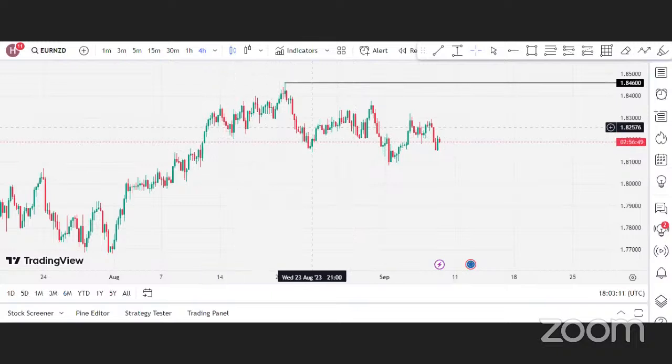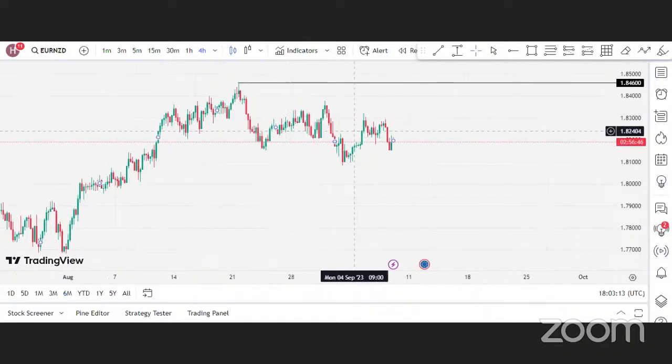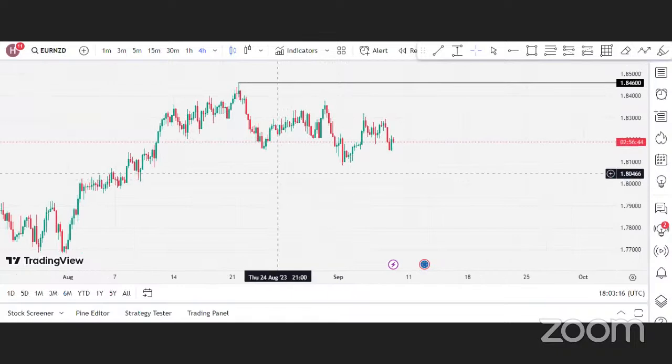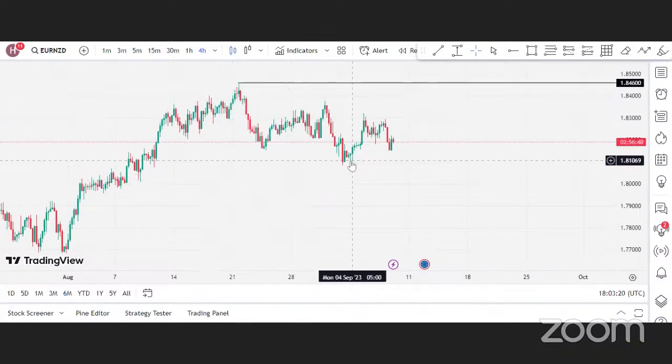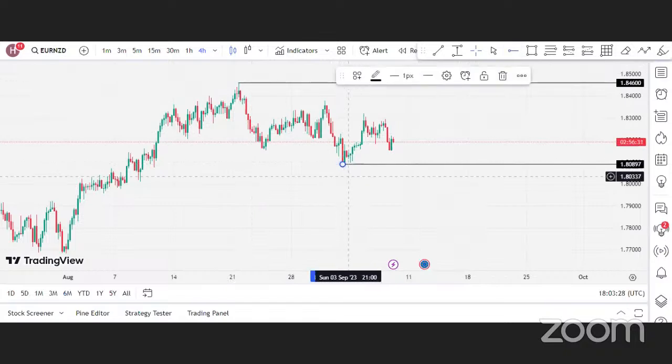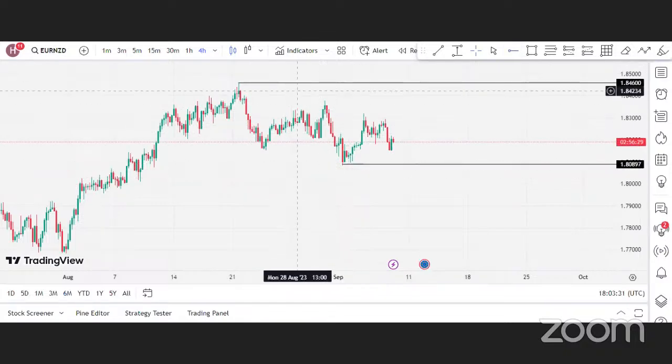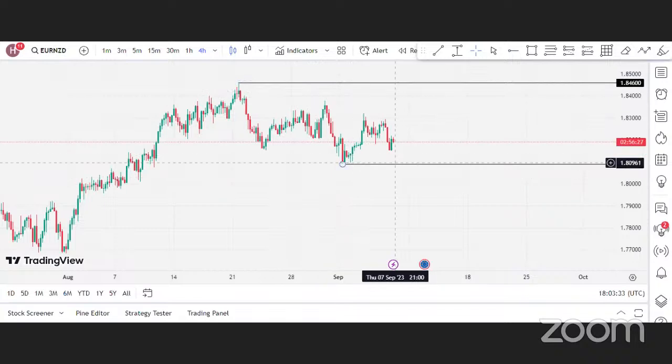So this is basically how to make analysis. What you want to be looking for is your highs and your lows. So we have the high over there, then this is the recent low. This high is yet to be taken out. This low is yet to be taken out. But how do I know that this market will keep going down?